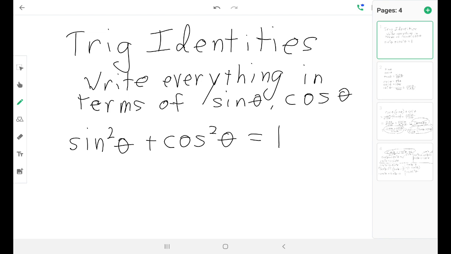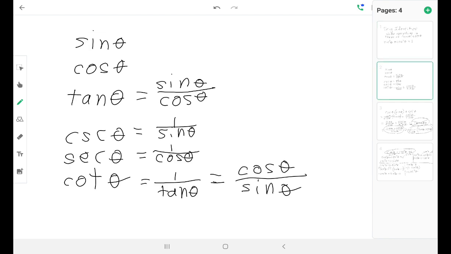Write everything in terms of sine and cosine and keep that Pythagorean identity in mind. Okay, here's all of the 6 trig functions written in terms of sine and cosine so that you can change everything, and that is one of the first things that you should do, is to change everything. Okay?